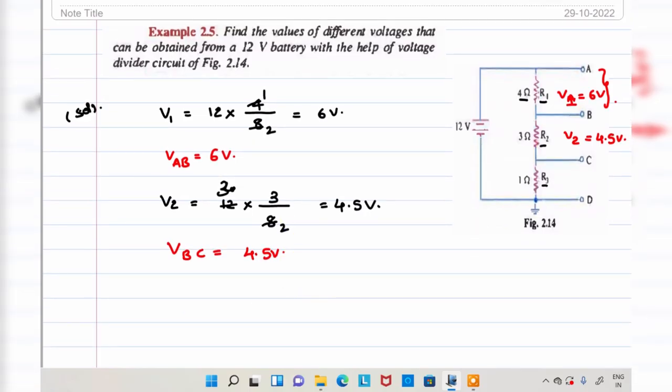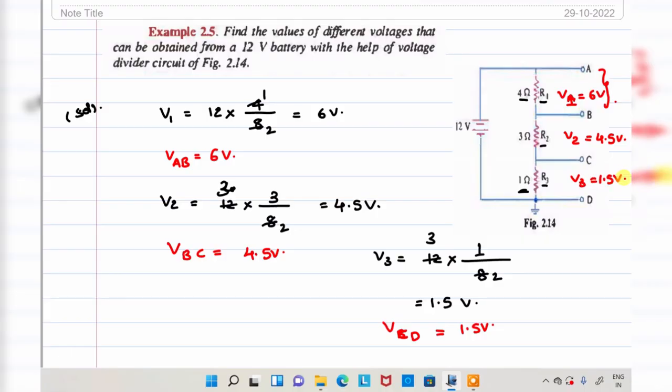Okay. Next, second, V3. V3 is nothing but the total voltage into the voltage division rule. The resistance is 1 ohm. You want to find the total resistance, which is 8. That will be equivalent to 3 times 2 times, that is 1.5 volt. So that will be equivalent to VCD. VCD is equal to 1.5 volt. So V3 is equal to 1.5 volt.